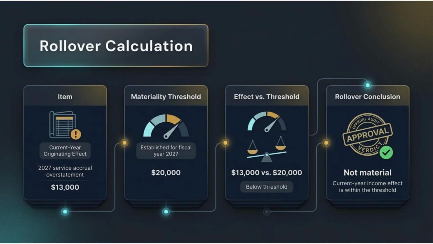Under the rollover calculation, we evaluate only the 2027 income statement effect. The current year overstatement is $13,000. The income statement materiality threshold is $20,000. Since 13,000 is below 20,000, the rollover approach concludes that the current year income effect is not material. If we used rollover alone, management might think no correction is needed, but that would be incomplete. The whole point of this example is that the current year income effect is only one view. The accumulated balance sheet effect may tell a different story.